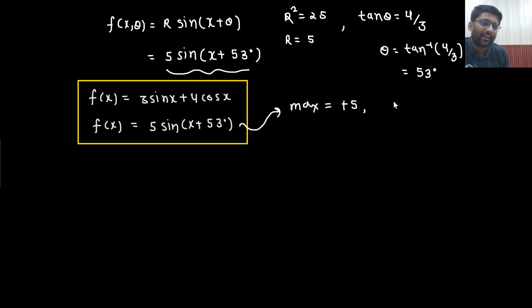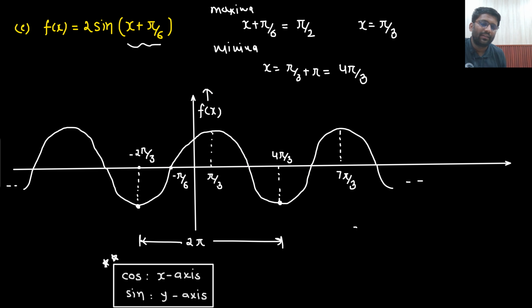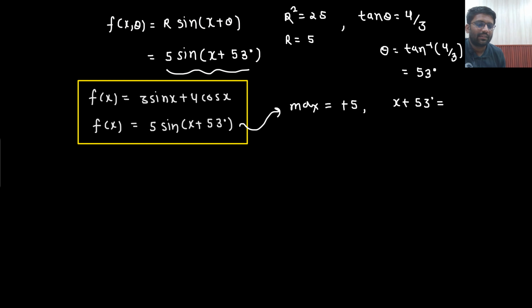Sir, it will be occurring at the angle where x plus 53 degree equals 90 degree, right? Maxima will occur at x plus 53 degree equals 90 degree, because you know that sin 90 is 1. So when x plus 53 degree is 90 degree, at that angle it will be occurring. So the value is coming out to be 37 degree.